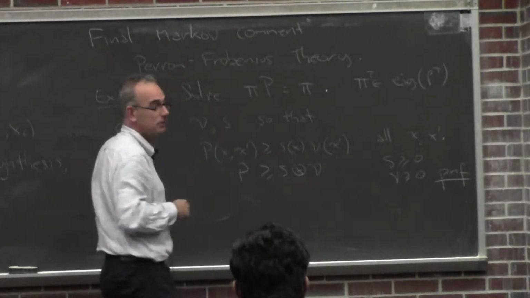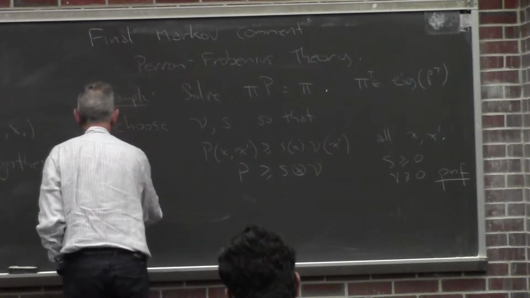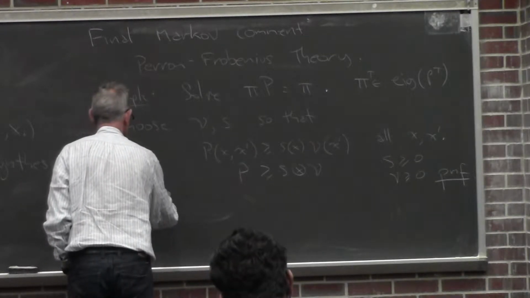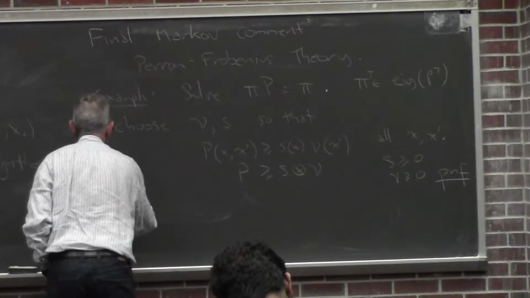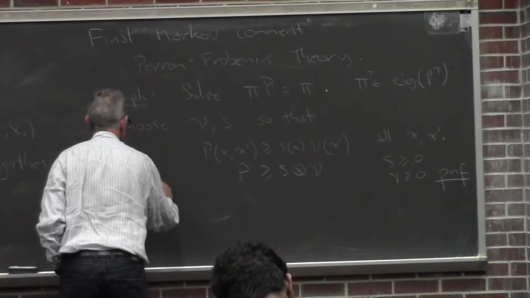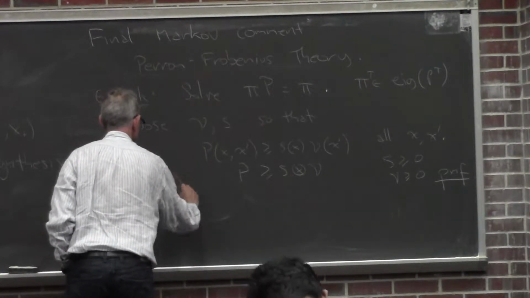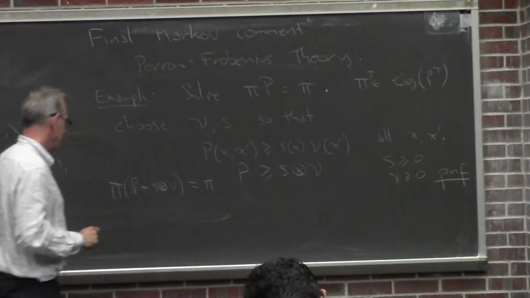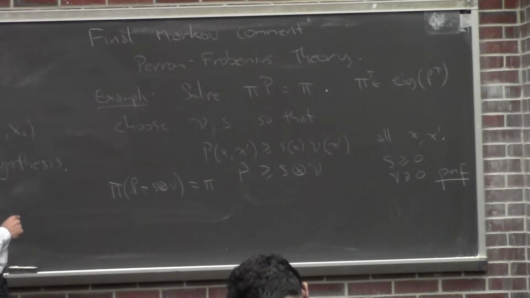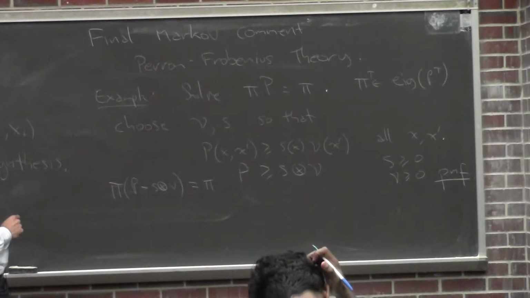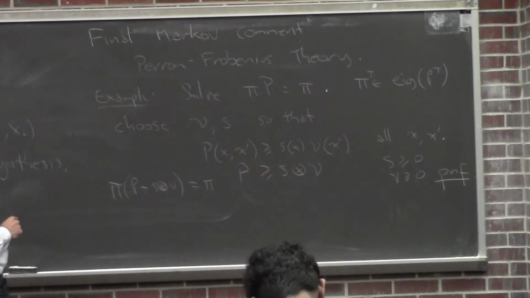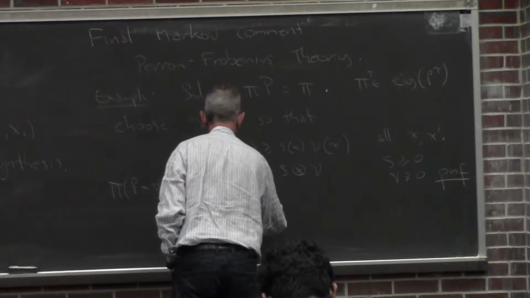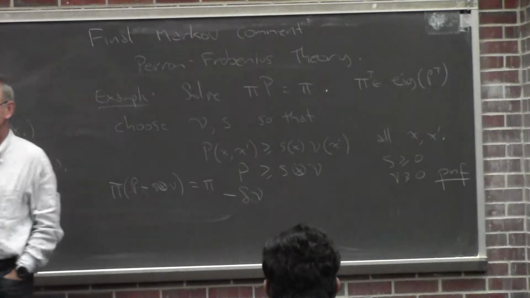And an example is to solve this equation. I'd write pi times (P minus S cross nu) equals pi. No, it isn't. Minus something, right? Minus delta nu. What's delta?